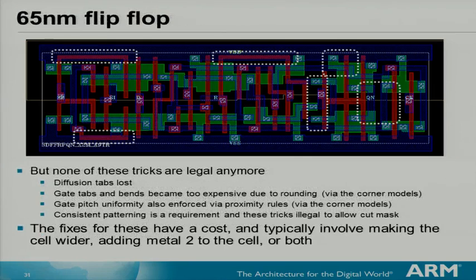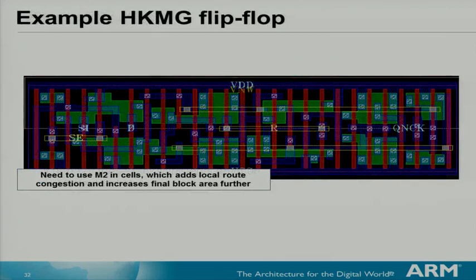Now, these tricks are not legal anymore as you scale down to below 65 nanometer, because diffusion tabs are lost. There are rounding effects of lithography, and you need consistent patterning, which is a requirement, and you have double patterning cut masks, which do not allow you to do all these different tricks. And the fixes for these have a cost, and this typically involves either making the cell wider or adding metal 2 to the cells, or both.